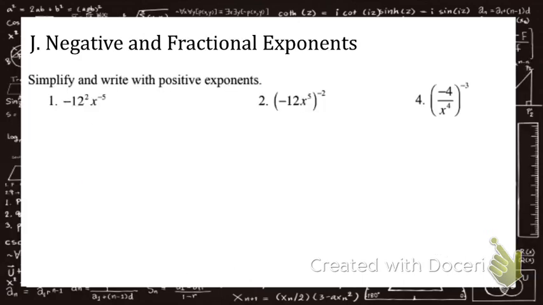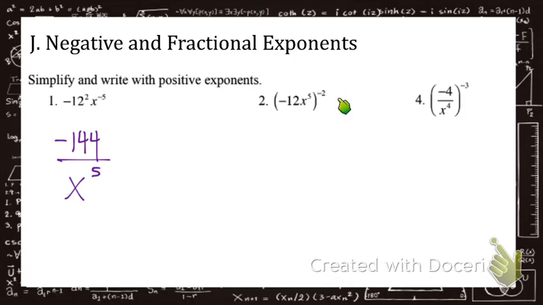All right, negative and fractional exponents. It says simplify and write with positive exponents. So for the first one, to simplify negative 12 squared, that would be negative 144. And then this negative exponent, x to the negative 5, is only applying to the x, not to anything else. So that's the only thing that gets moved to the bottom. So x to the positive 5.